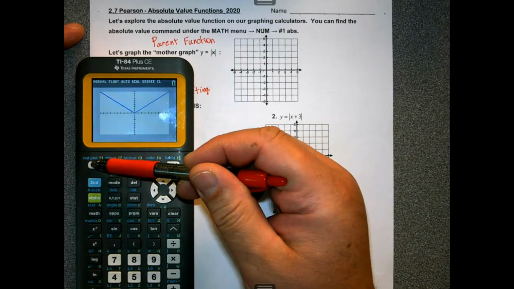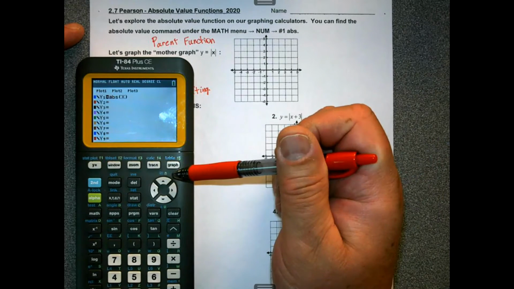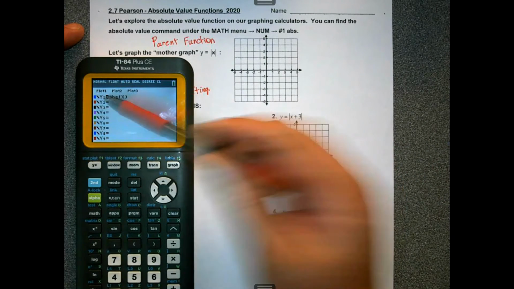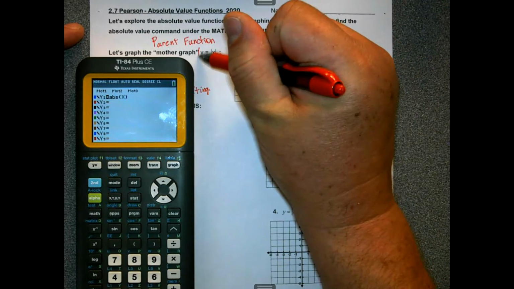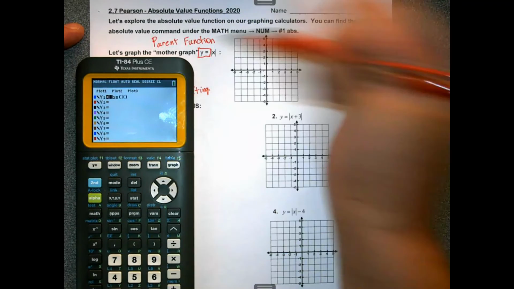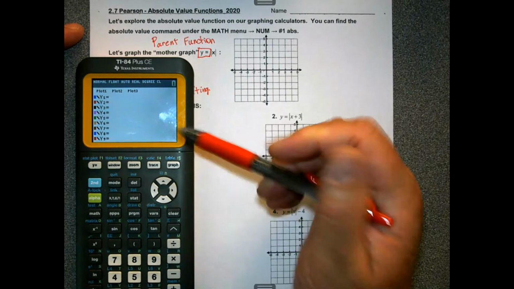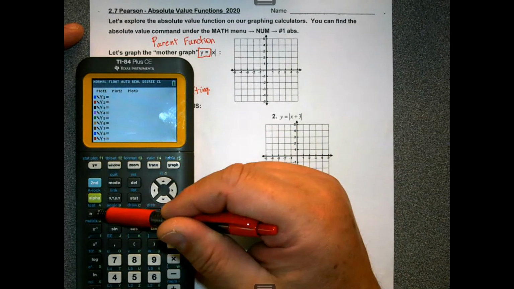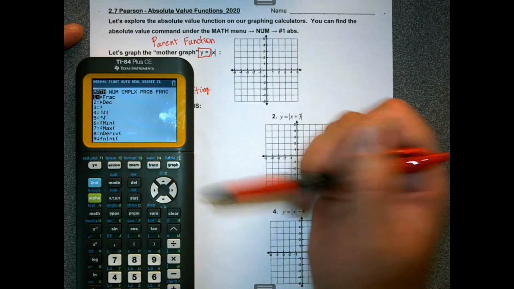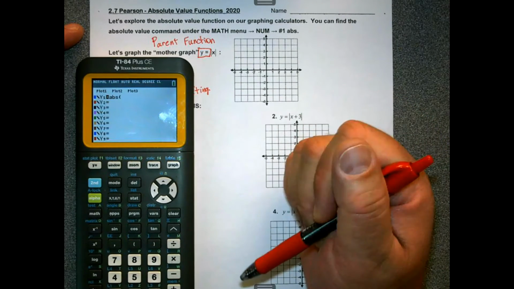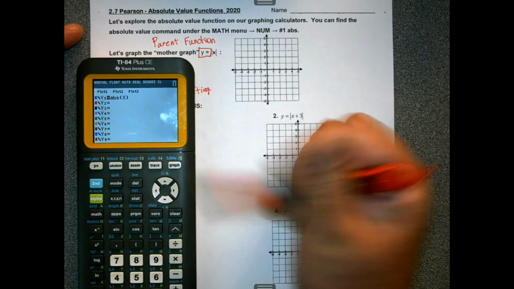Okay, hit your y equals. Oh, you didn't mention that. Yeah, because that's this part of the equation, the y equals. I'll clear it out and do it, and then go to your math button. Okay, yep, I got it. And we're going to put an x in there and close it out. Yep, I got it.